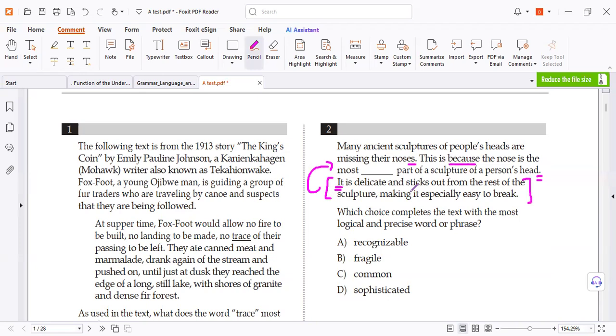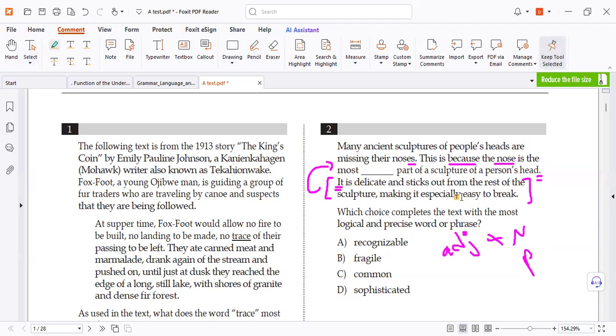That is the first step. Yes, it's explaining the nose. Why is it missing? That is brilliant. Again, what kind of word do we test here? Adjective. What does it describe? Noun or pronoun, in English. So now we need an adjective to describe the nose. Let's read. Fragile, because it's easy to break.